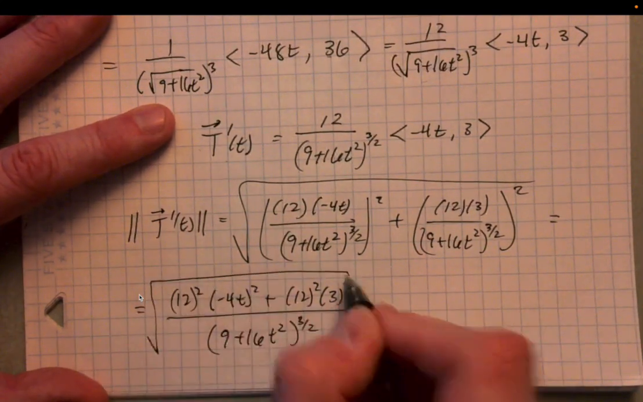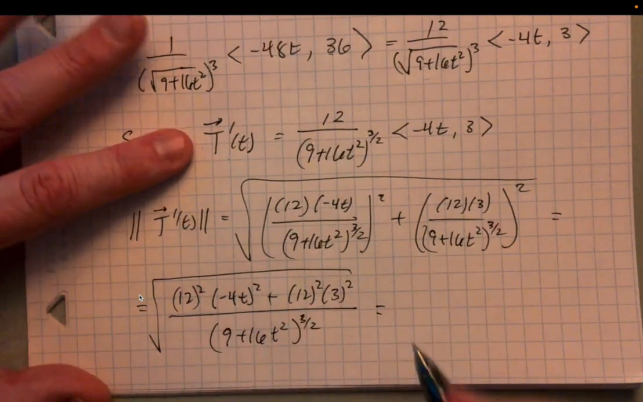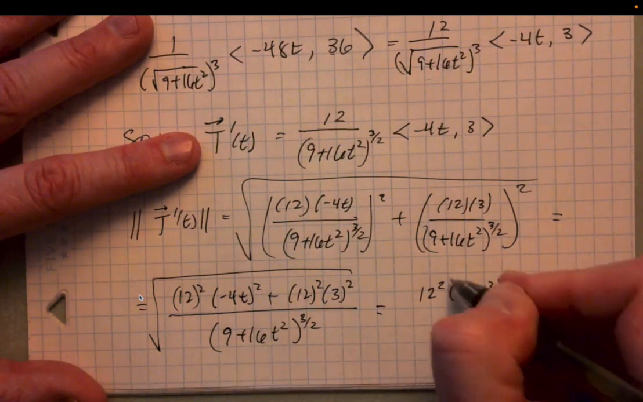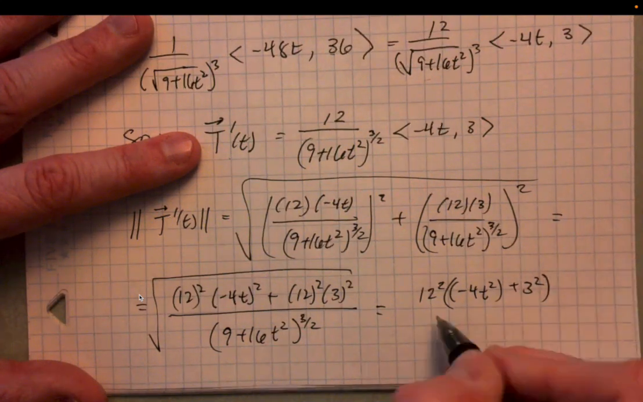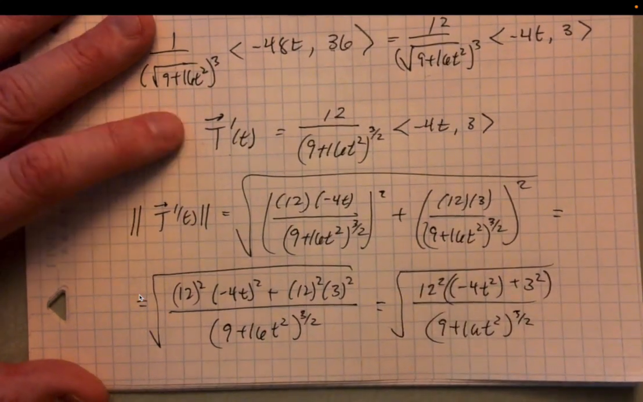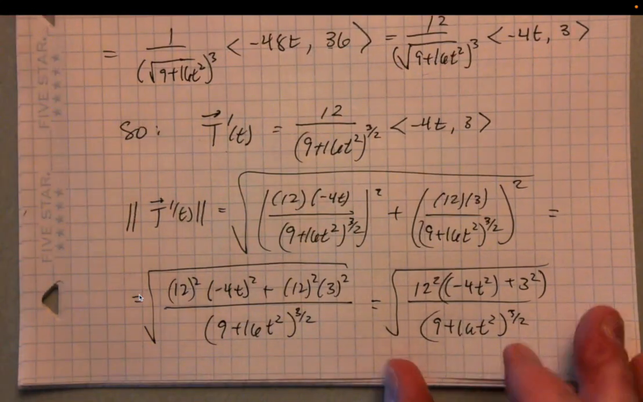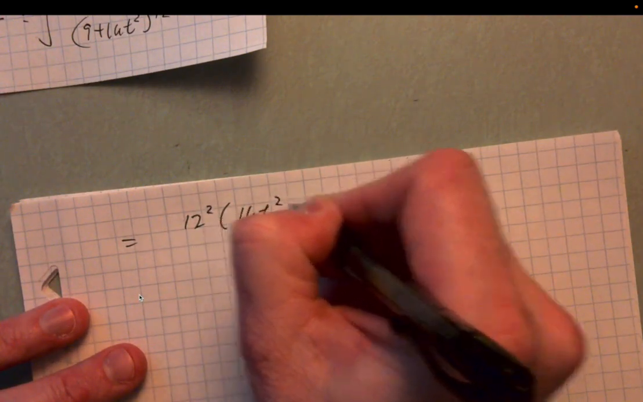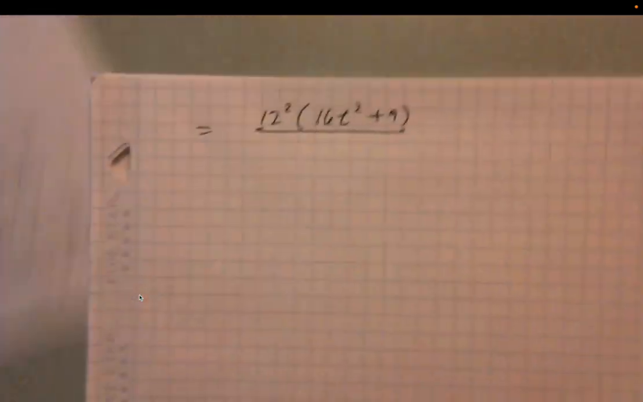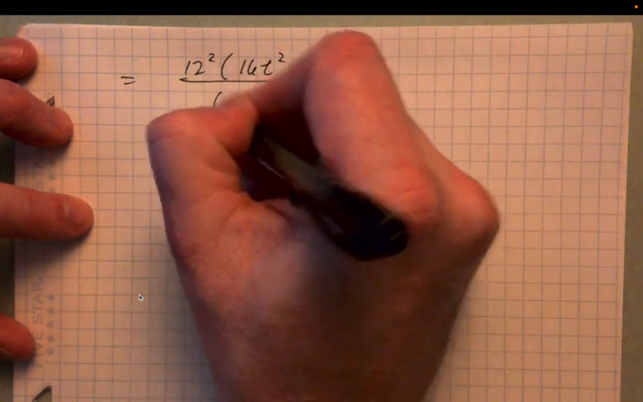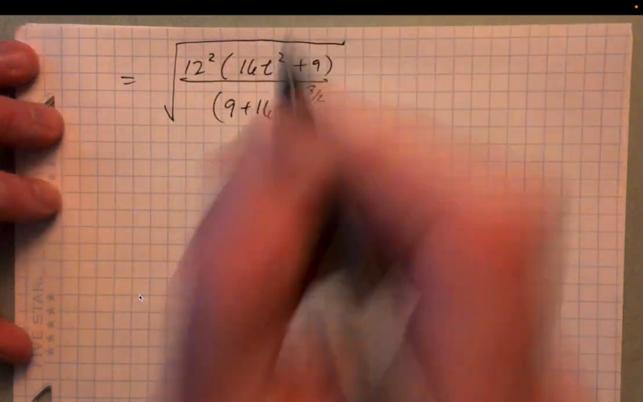It looks like this. All right, so we can pull the 12 out, and what do we have here? Negative 4t squared plus 3 squared. Okay, so it looks like that. And let's switch pages here. Okay, so we've got 12 squared, and then we've got 16t squared plus 9 over 9 plus 16t squared to the 3/2 power, and then the square root of all that.